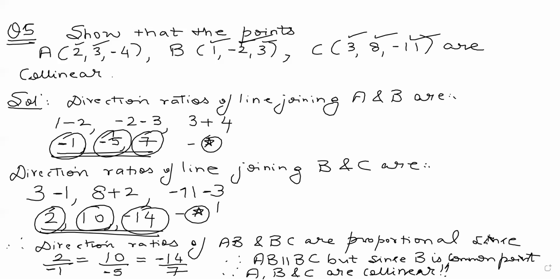So hoping that students have understood this. First, we found out the direction ratios of the line joining A and B. Then we found out the direction ratios of the line joining B and C. We have seen that both these direction ratios are proportional to each other. That means AB is parallel to BC. But since B is the common point, it means A, B and C are lying on the same line. That means they are collinear.